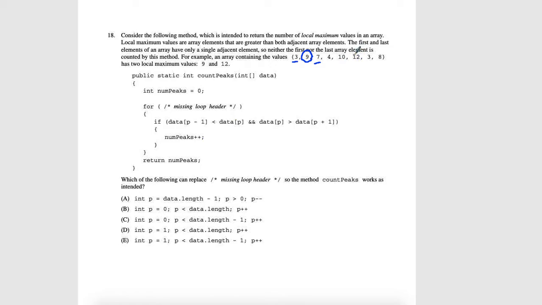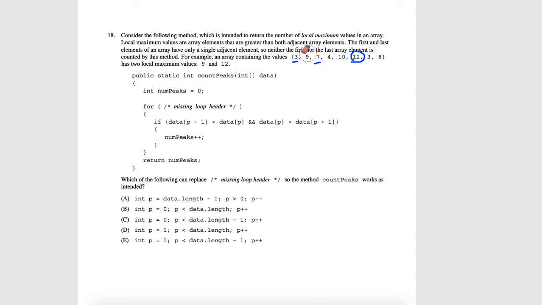12 is a local maximum, and 12 would cause us to increment num peaks by 1. Note that 10, for example, would not be considered a local max because it has a number next to it which is bigger than 8. Also, 8 and 3 would not be considered a local max because they don't have numbers on either side. So this array they have given us as an example would return a value of 2 because it has two peaks, 9 and 12. Okay, so let's see which data is going to mess up for us.